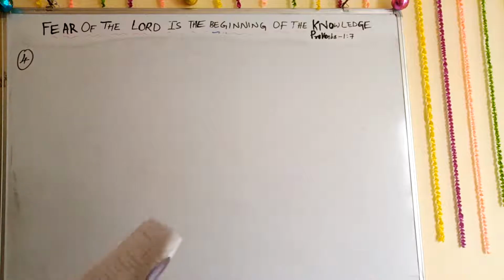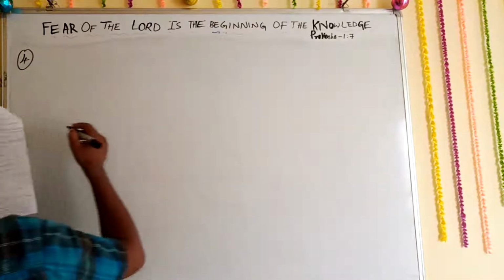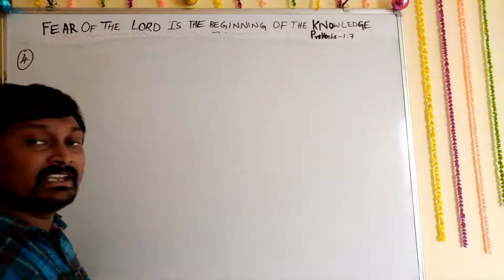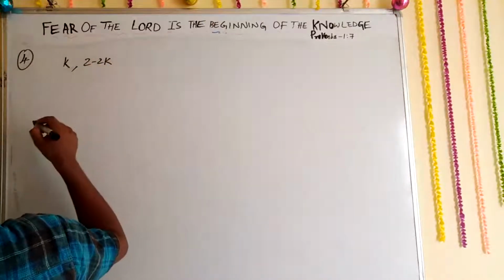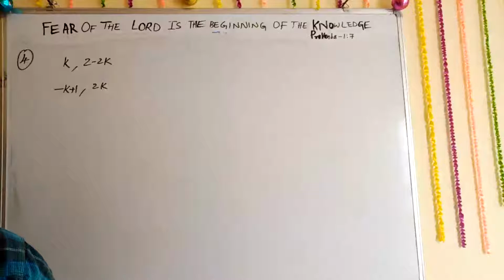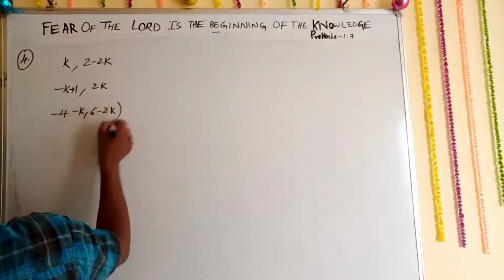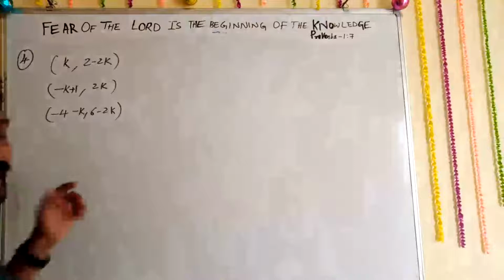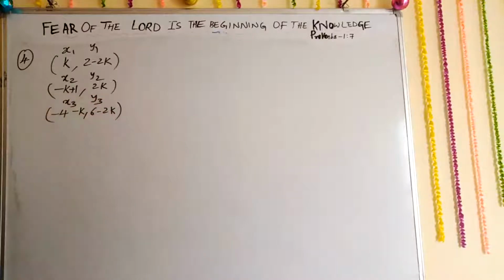So what is there in the fourth? Use the determinant to find k. Use the determinant means again the same formula only. So here, to find the value of k if the given points are collinear. Let me check what are those points. K, comma 2 minus 2k; minus k plus 1, comma 2k; and after that was given minus 4 minus k, comma 6 minus 2k. Okay, it is the easiest one again. But when you are multiplying, a little carefulness is required. x1, y1, x2, y2, x3, y3, they gave.